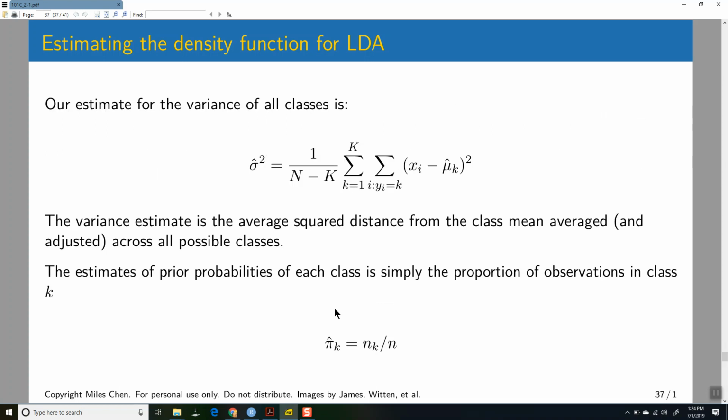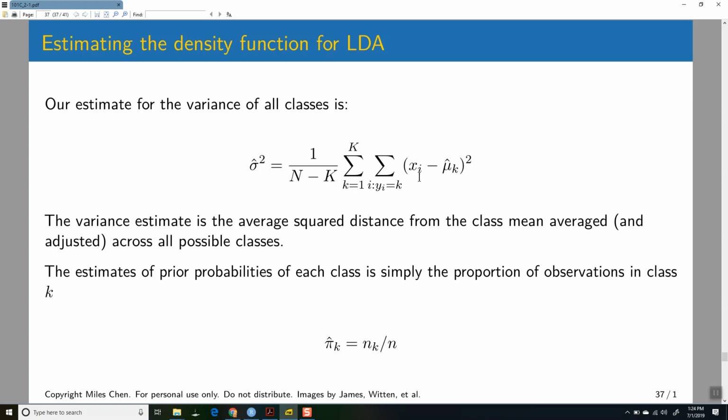Okay, and then the estimate of the variance is basically the squared distance from the mean values that you estimated. So it's kind of like the variance, the average squared distance, except you do it for each class, and then you do it for all classes, and then you take the average of all of these things.